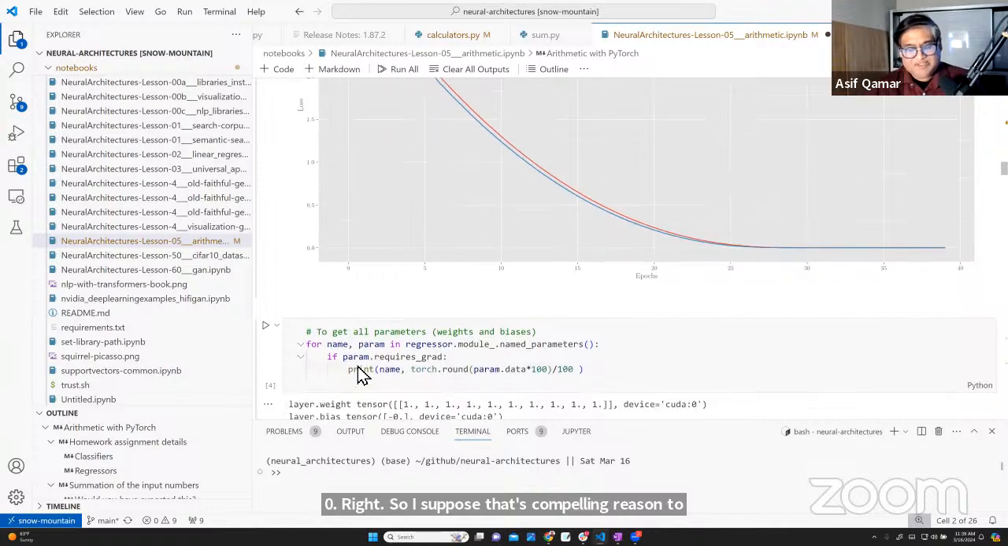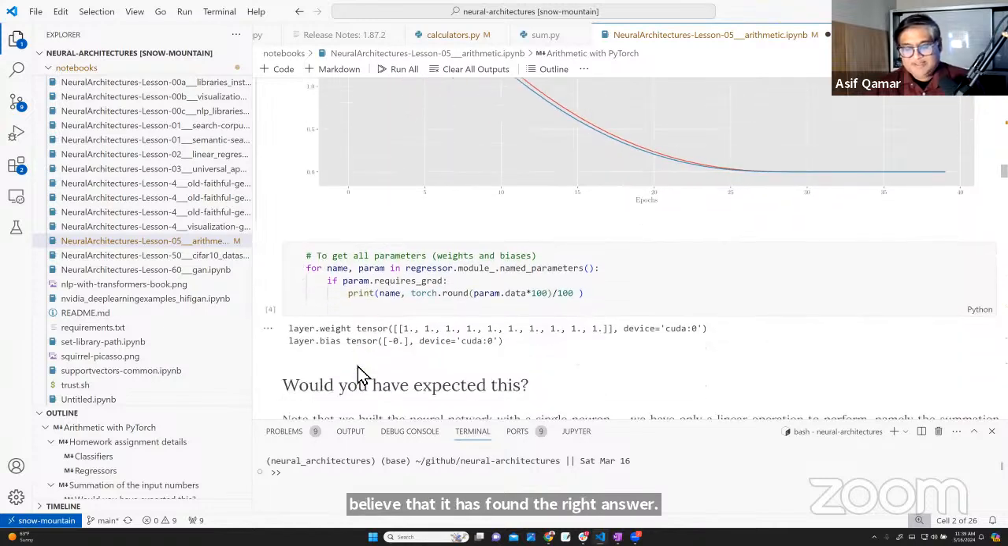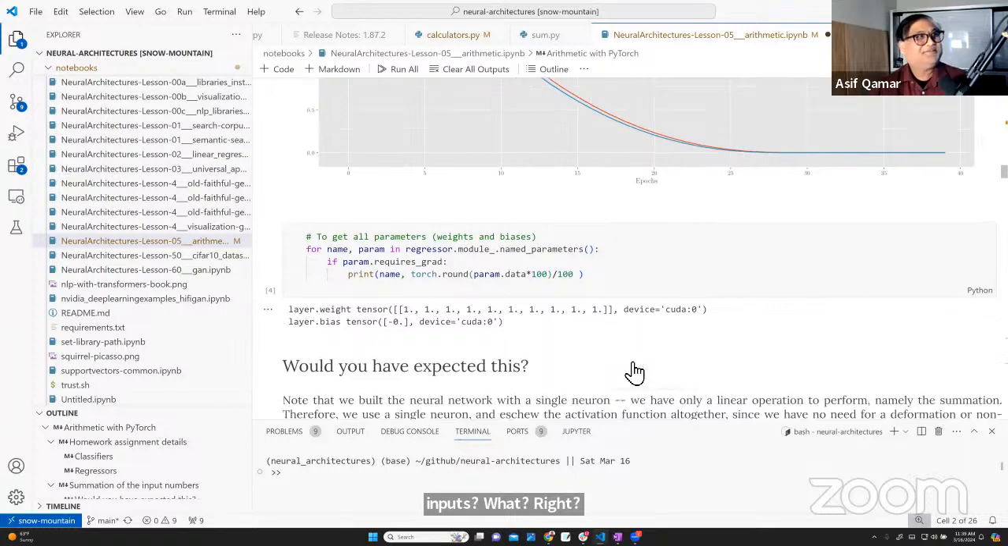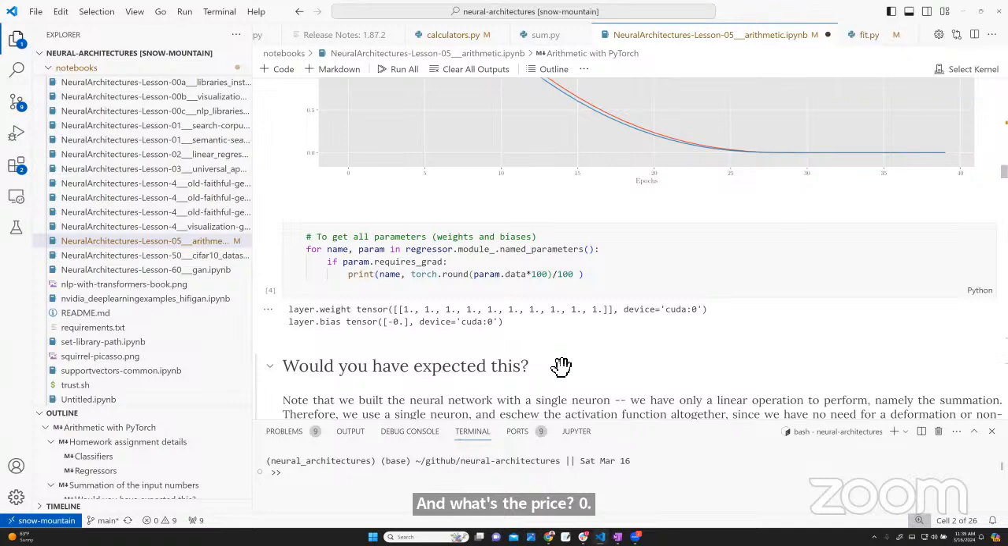Now, what are the parameters of this model? Let's look at this. Is it something that we would have expected? Look at the weights. What are the weights on all the 10 inputs? 1, right? So the machine has found the art of adding numbers. And what's the bias? 0. Isn't it, guys? I'm thinking about the intention behind framing such a homework.